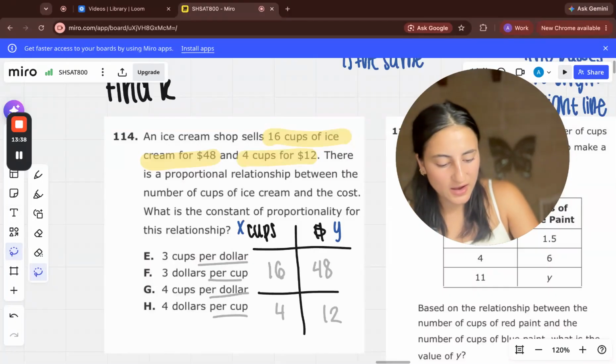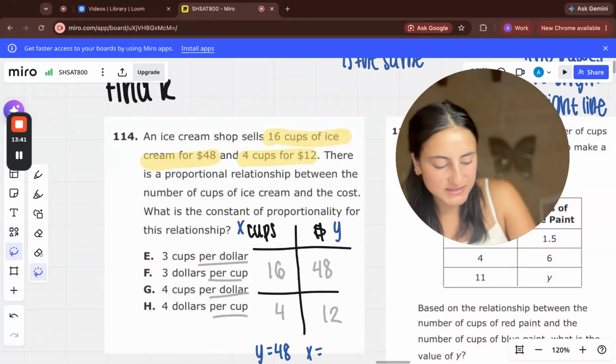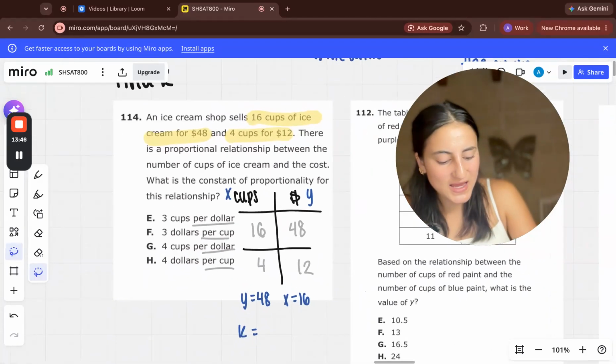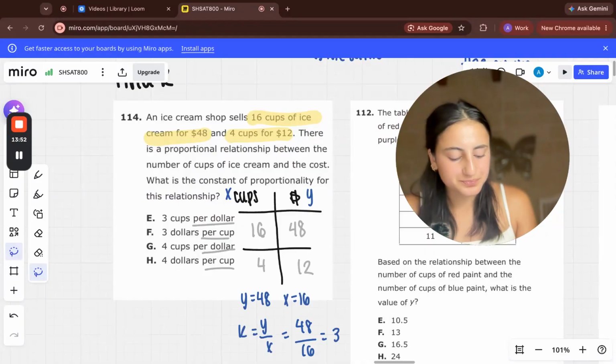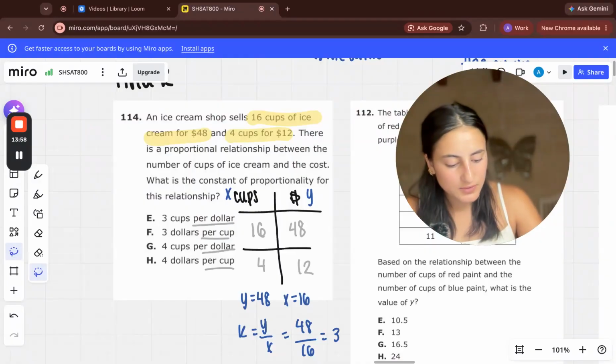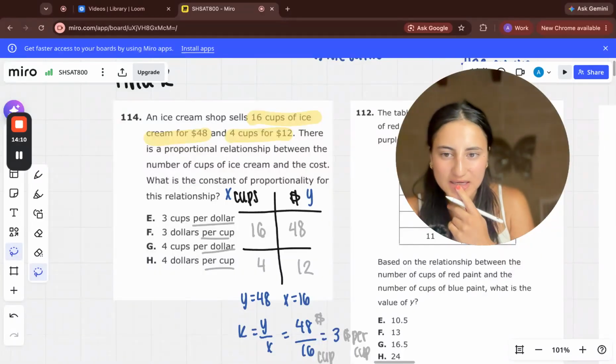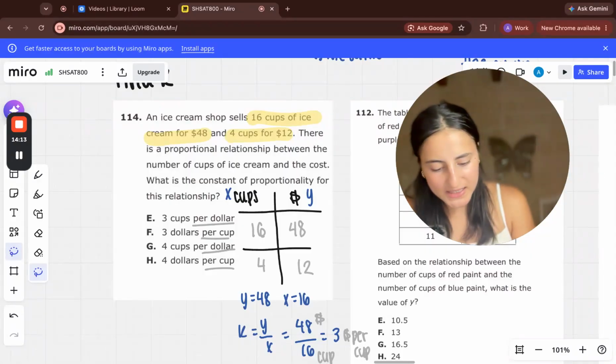So over here, we have y equals 48 when x is equal to 16. And we know k is equal to y over x, which is 48 over 16. And that gets you 3. That represents $3 per cup, because if we label the units, we just did dollars over cups. So this is $3 per cup. Let's see if it matches any of the answer choices. $3 per cup, I see that in answer choice F. So F is the correct answer.